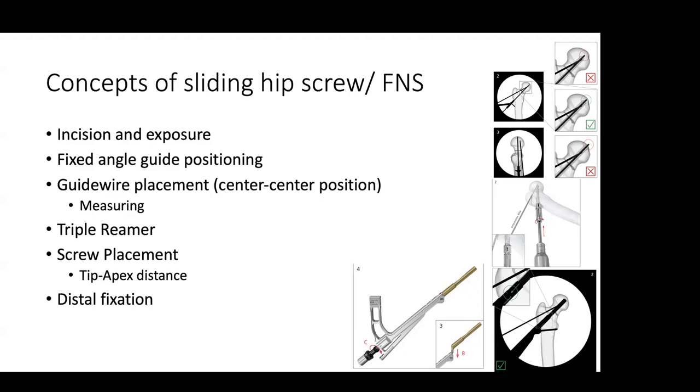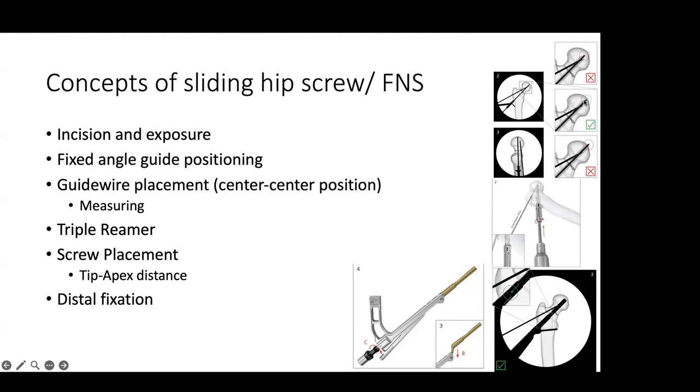That guide makes sure that the wire goes in at the correct angle that mimics the plate angle. So, for an FNS, it's either 127.5 or 125 degrees. I have to double check. But it's important that that guide is on bone, and then that wire, you want that wire to go in a center position.